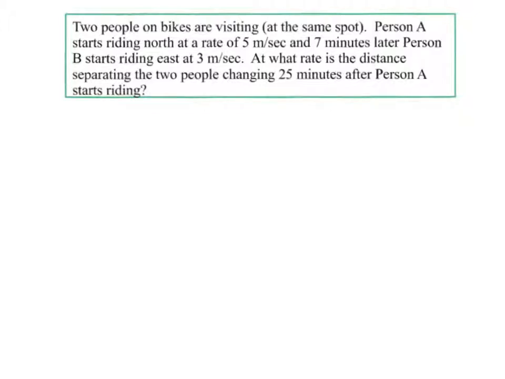So, let's draw the picture. Person A begins riding north. Person B begins riding east. And we're looking for how the distance between them is changing. I'm just going to label them X, Y, and Z.